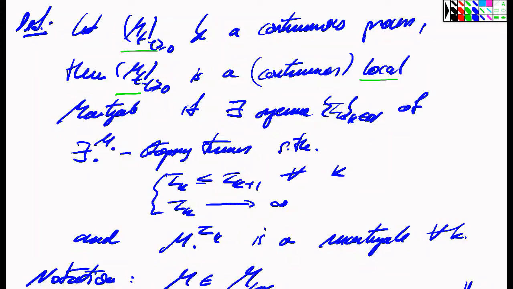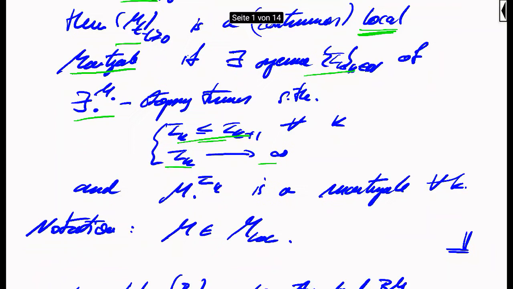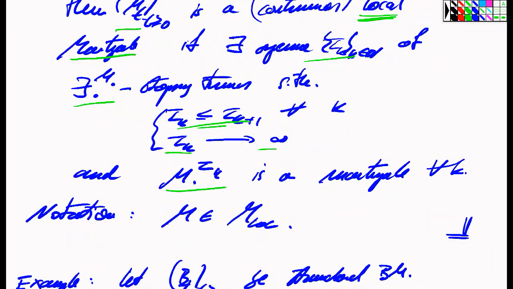Then this process on a filtered probability space, which has a filtration indexed by continuous time, is called a local martingale if we find an increasing sequence of stopping times, which are stopping times with respect to the filtration which we were starting with, or at least with respect to the filtration which is generated by the process M itself. So we want to have a sequence of stopping times which are increasing and which for each omega tend to infinity almost surely, such that the corresponding sequence of stopped processes for any k, which is one of those fixed stopping times, is a martingale.